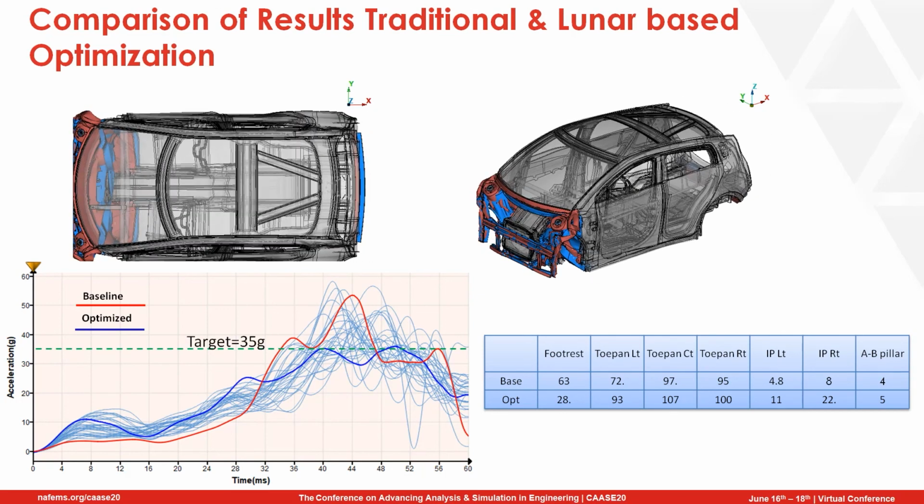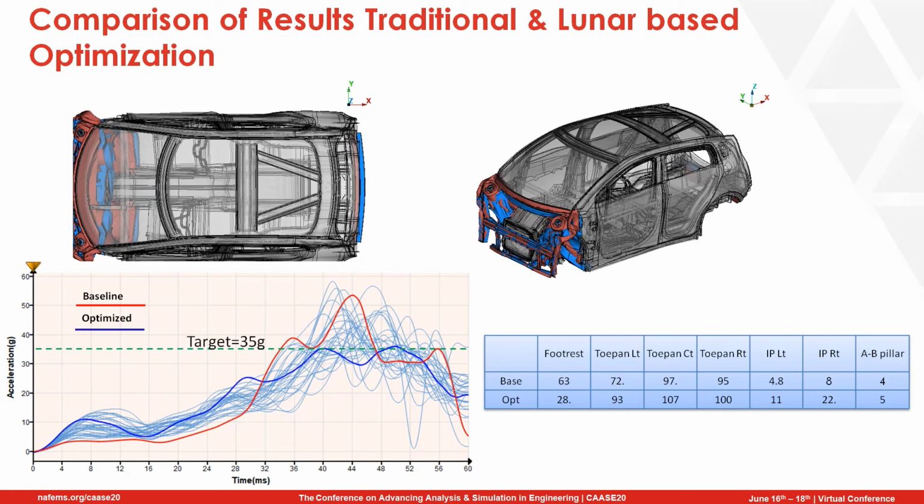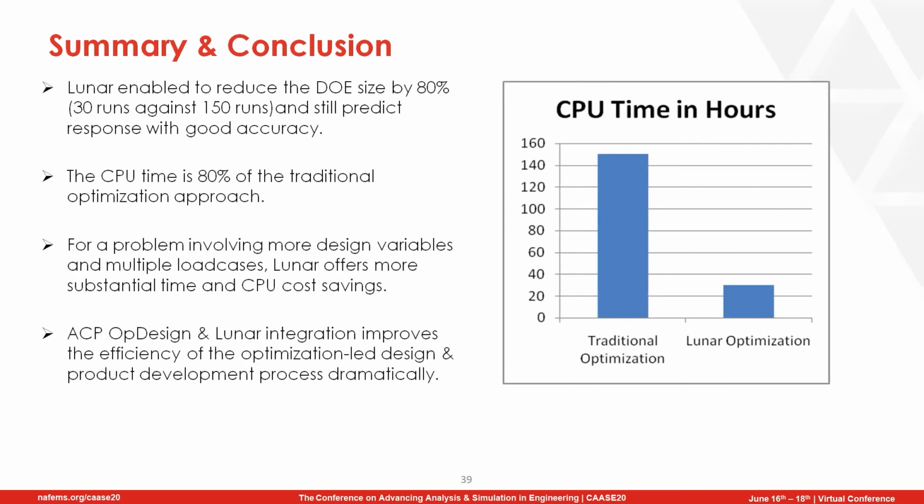The comparison is running 150 runs against 30 runs, and a minute of doing the optimization, or less than a minute of the Lunar optimization. Okay, the summary and conclusion of this work, as we indicated, was reduction of the DOE sizes for the initial prediction, and also reducing the CPU time dramatically, about 80% for both DOE sizes and CPU time. That's a huge help for us when we are using ACP OpDesign on the full vehicle under multidisciplinary load cases, let's say about 6, 7, 8 crash load cases, plus durability, stiffness and NVH load cases.